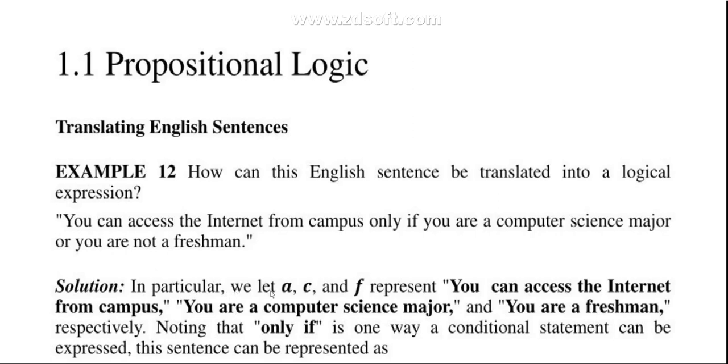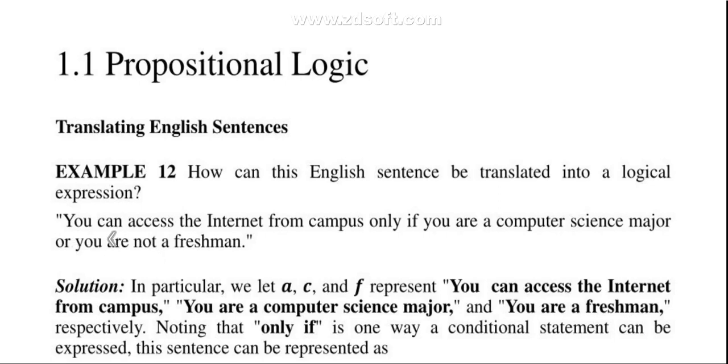So the solution is, let A be: you can access the internet from a campus. Then let C be: you are a computer science major, and let F be: you are not a freshman, or you can write it as you are a freshman. You can write it both ways, but if you write you are a freshman, then you are not a freshman is the negation of this one. So when you use this one, there will be no negation, but when you use the opposite of this, which is you are a freshman, so it's a negation, so you will use the negation sign.